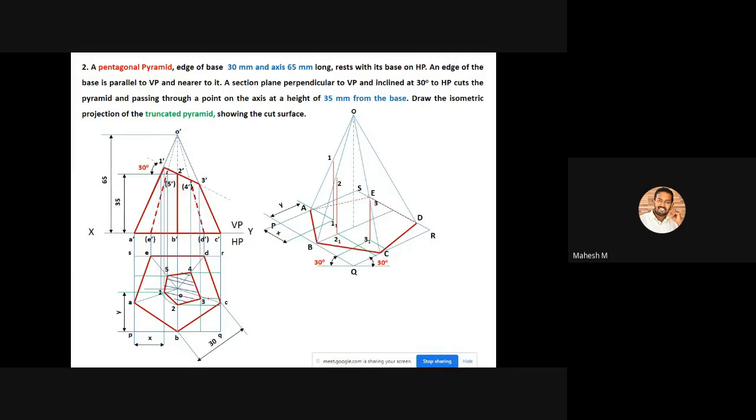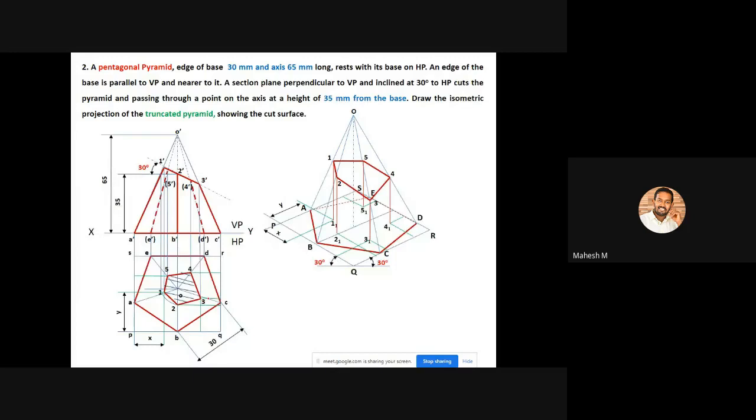Okay, then point number 4, you can mark point number 4. You have to project point number 4 up to the slant edge called D to O. Similar to that, point number 5, you have to project up to E to O. Okay, so now you got all the 5 cutting points. Now you can join these cutting points with a straight line.